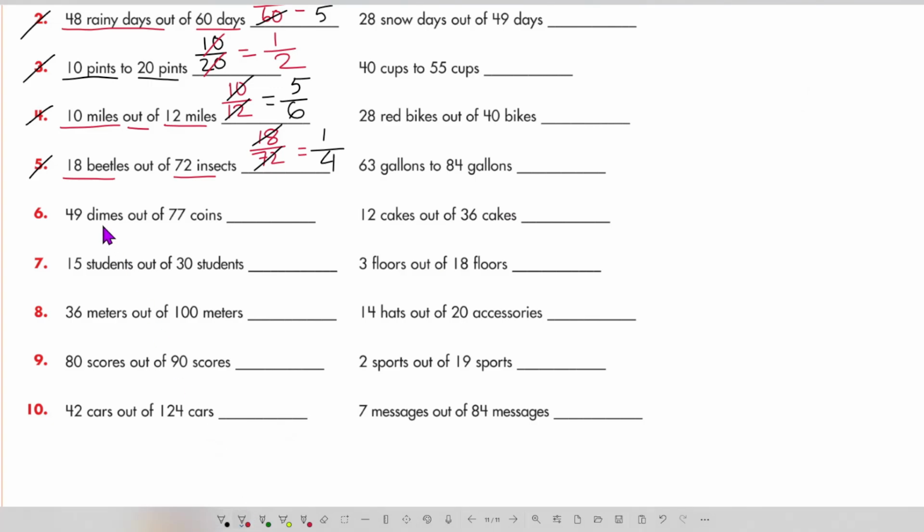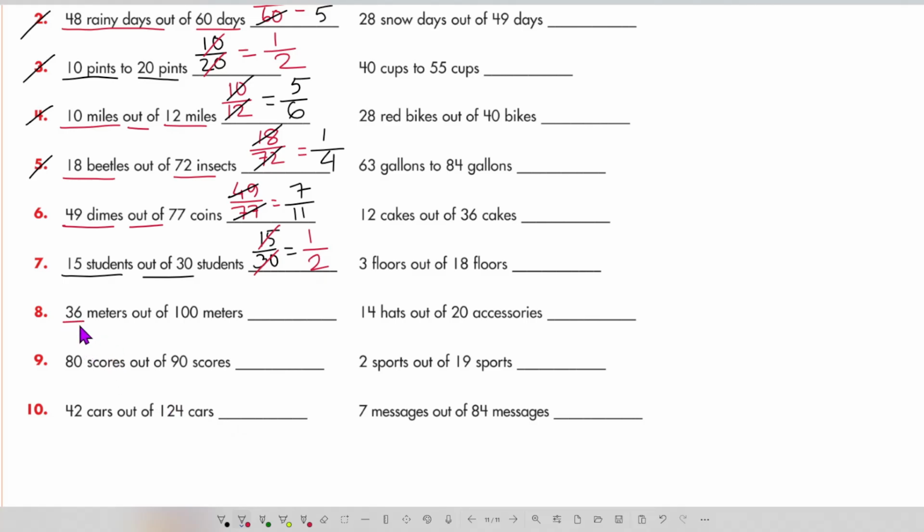Number 6, 49 reams out of 77 coins. So 49 out of, so 49 by 77. Once we simplify this one, we can divide by 7. So 49 by 7 is 7, and 77 by 7 is 11. Right? Now 15 students out of 30 students. So 15 by 30, we can divide by 15. So 15 divided by 15 is 1 and 30 divided by 15 is 2.